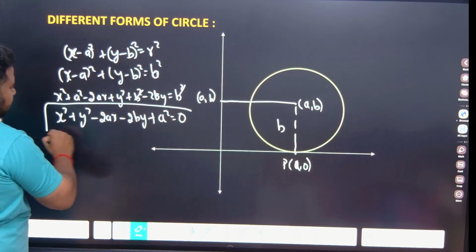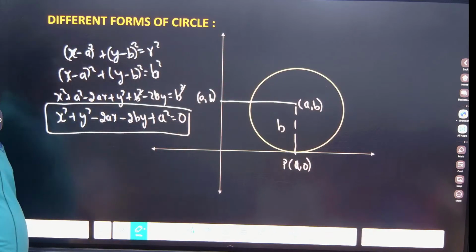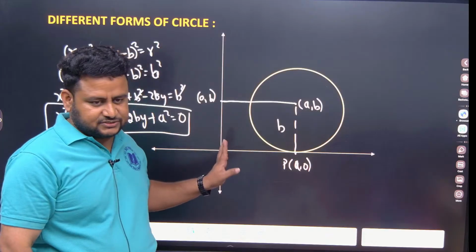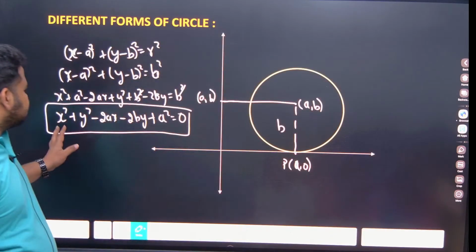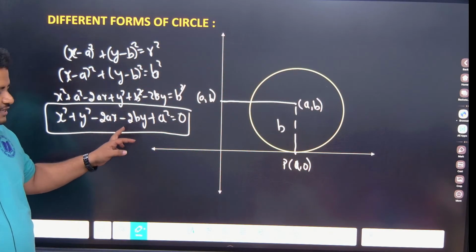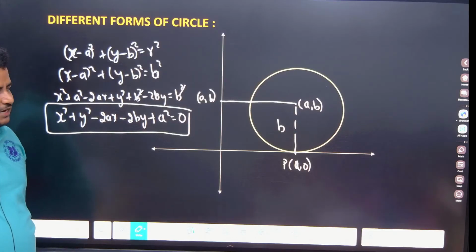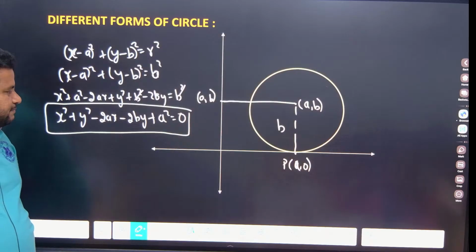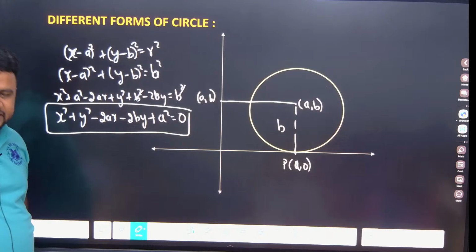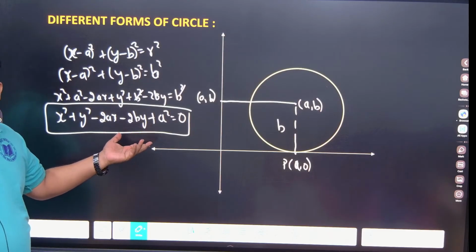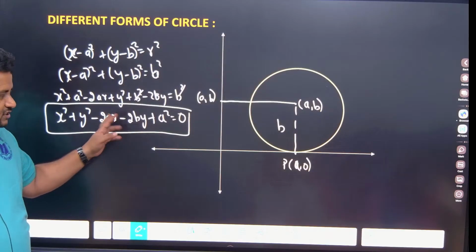This is when the circle is touching the x axis, touching, not cutting. Cutting is different. So you will get x square plus y square minus 2ax minus 2by plus a square is equal to 0. Now can you tell me, if the circle is touching the y axis, what will happen? Instead of a square, you will get b square. Okay, let us look at that scenario. Write down this first.